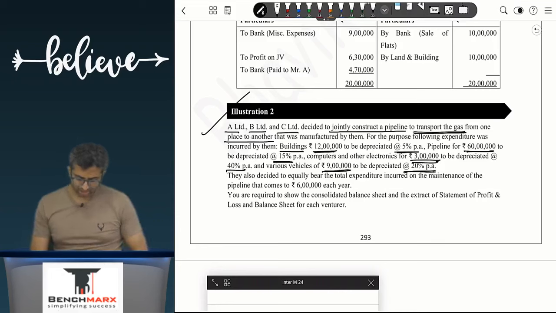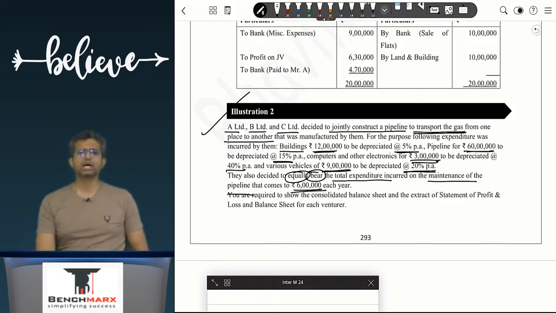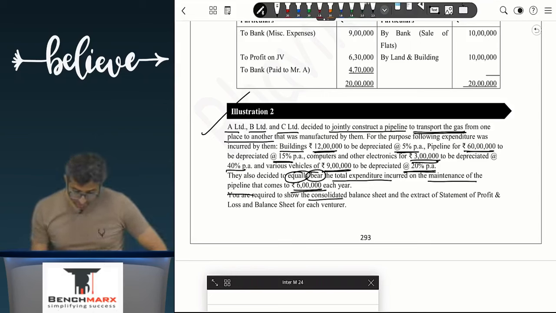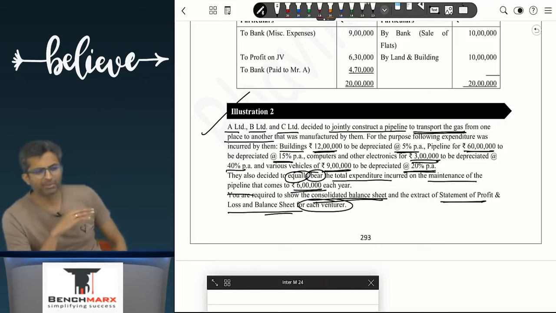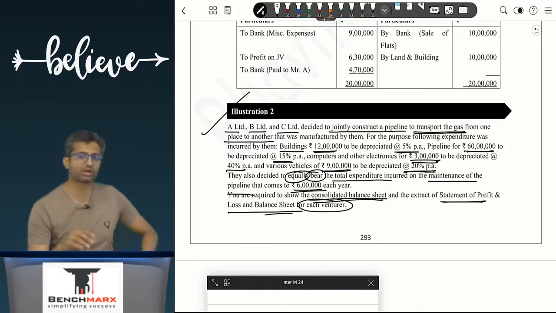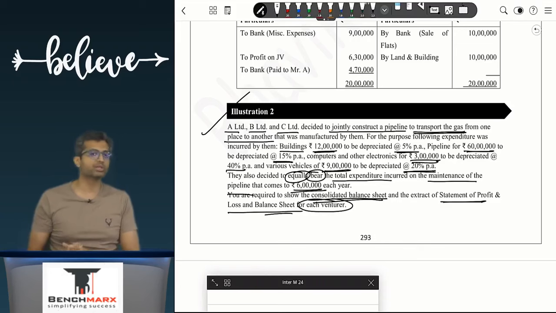They also decided to equally bear the total expenditure incurred on the maintenance of the pipeline that comes to 6 lakhs. So, if the total expenditure is 6 lakhs and they have agreed to equally bear, what will be the share of each party? 2 lakhs, one-third each, 6 lakhs divided by 3. You are required to show the consolidated balance sheet and the extract of the statement of P&L and balance sheet for each venturer. To be honest, here it will be exactly the same. You can do it for one, and the same extract will appear for B and C as well.